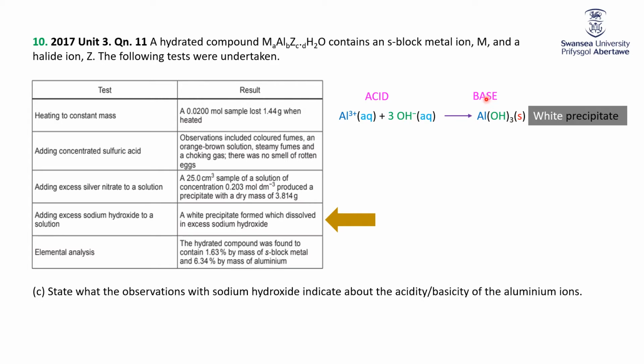Okay. However, then we add in some extra hydroxide and that white precipitate dissolves, because as well as being the base formed when Al3+ reacts with hydroxide, here we can have the Al(OH)3 act as an acid, grab itself another OH- to make this soluble tetrahydroxyaluminate anion. Okay, so the Al(OH)3, the aluminium hydroxide, is amphoteric. It can be a base, can be an acid.